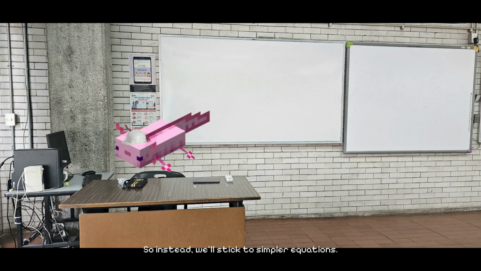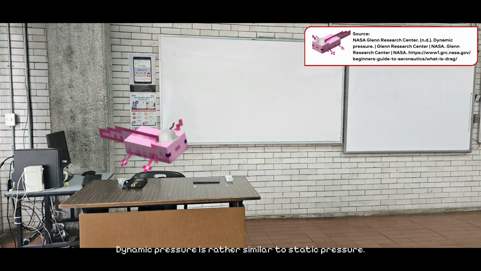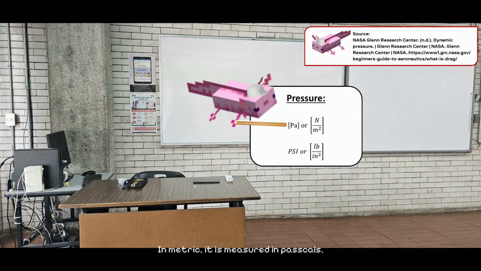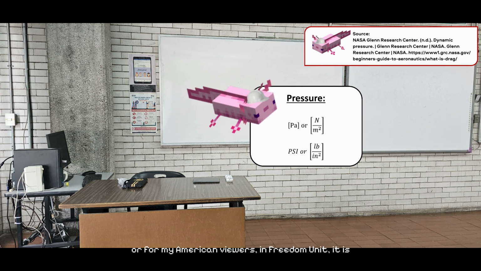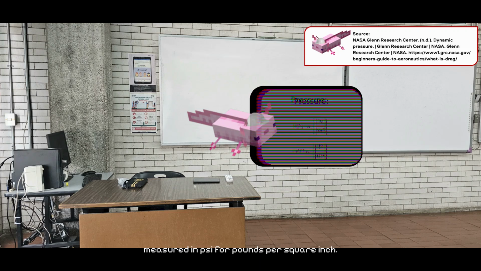So, instead, we'll stick to simpler equations, and in this case, we'll study a concept known as dynamic pressure. Dynamic pressure is rather similar to static pressure. That means that per every unit area, there is a force over said area. In metric, it is measured in pascals, or Newton per square meter. Or, for my American viewers, in freedom units, it is measured in psi, or pounds per square inch.